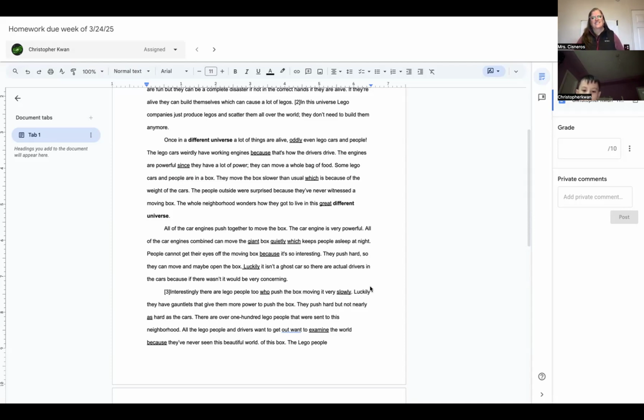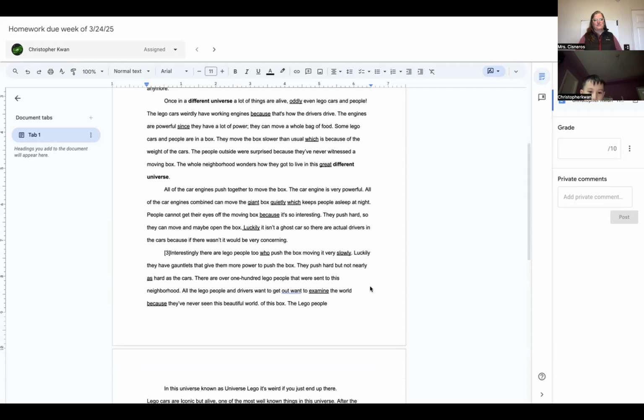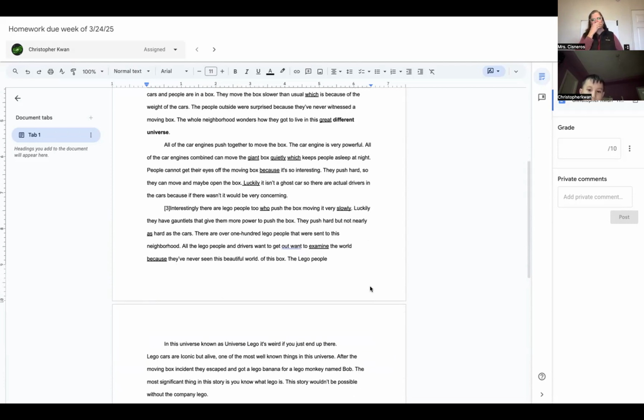The whole neighborhood wonders how they got to life in this great different universe. All of the car engines push together to move the box. The car engine is very powerful. All of the car's engines combined can move the giant box quietly, which keeps the people asleep at night. People cannot get their eyes off the moving box because it's so interesting. Nice. They push hard so they can move and maybe open the box.